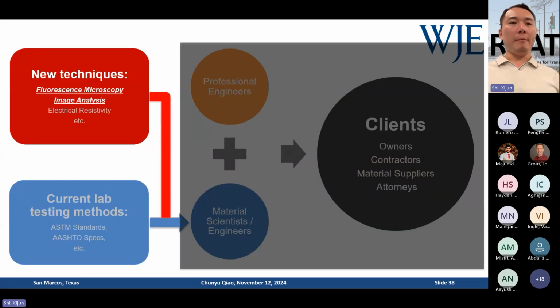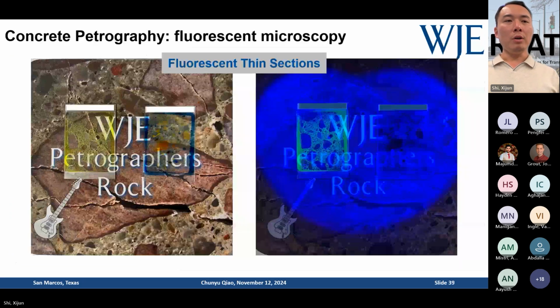So again, we have some current standards. We have AASHTO specs. We have other industrial codes or guidance we can use for petrographic examination. But we also have some new techniques for the examination. Here, I want to introduce maybe one, but two, that are related to each other. We call them fluorescent microscopy and image analysis. Look at those two thin sections.